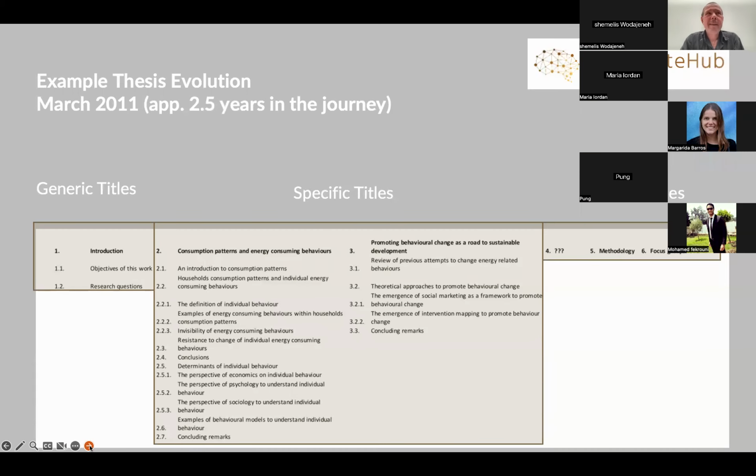And this is a very early example from a thesis, March 2011. So you have the introduction chapter, you have a brief literature review. In this case, you have 2 chapters here that are dedicated to the literature review. Then you have a methodology chapter, and you have a data collection chapter already in place. So as you will see from the titles on the left and right side, they're already, or they are still very generic, right? Introduction, objectives of the work, research questions.